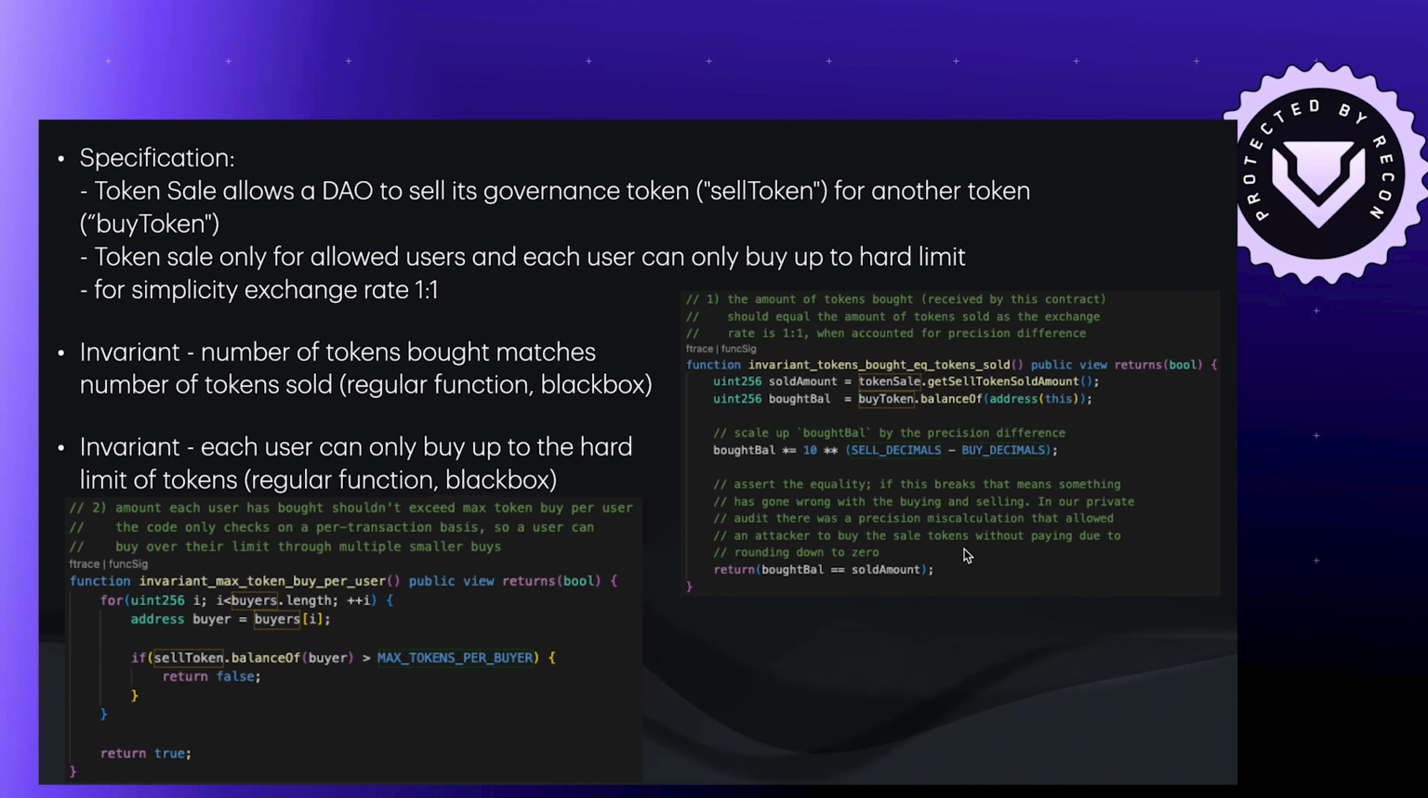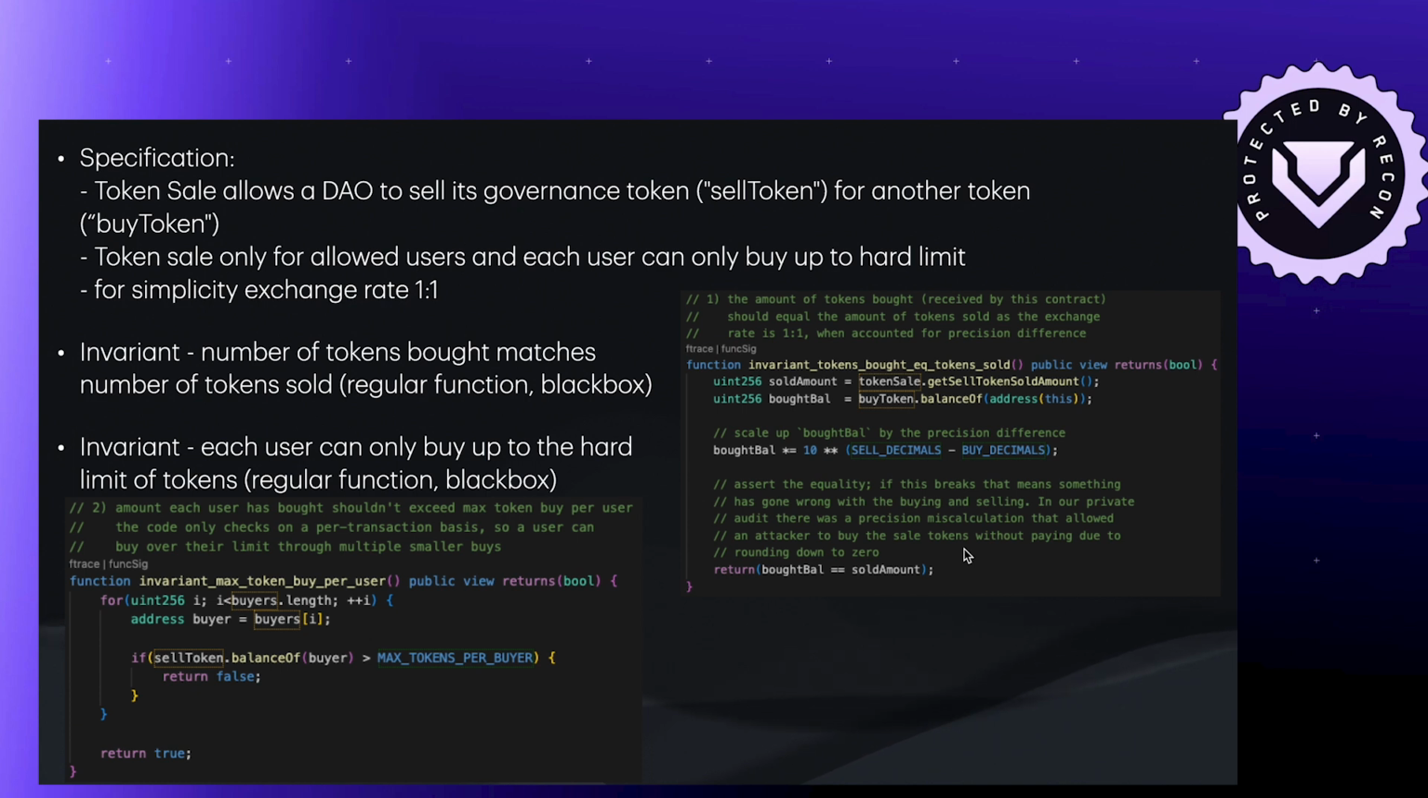One of the specifications of this token sale is that it's only for allowed users, right? So you've got to be on a whitelist or an allowed list to be able to participate in this token sale. That way we can control the distribution of the tokens, right? Because if anyone could buy it, then for example, anyone could control an infinite number of addresses. So then we can't control how many tokens one entity can get.